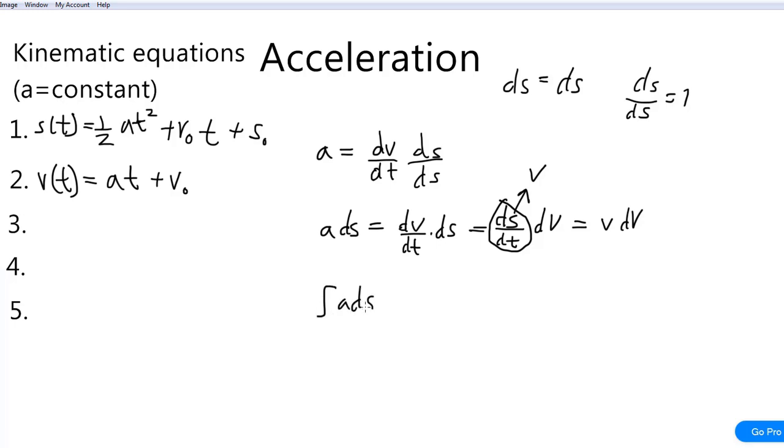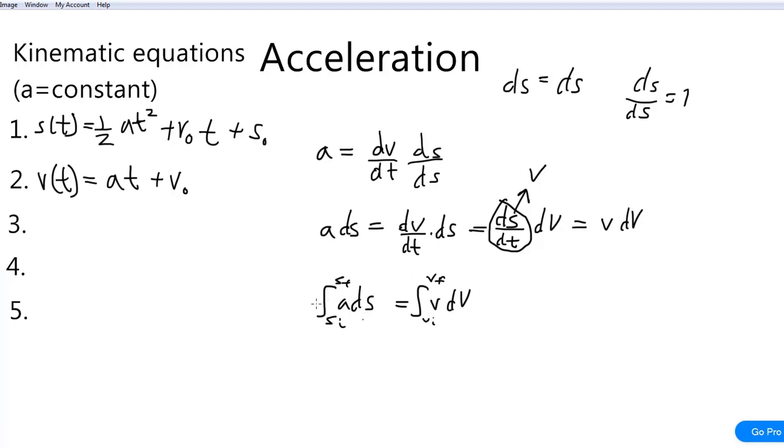So if you take the integral of both sides, the integral just really means a summation of all of them, and that's going to be equal to the integral of v dv. In the end, when you integrate, you're going from s initial, s naught, the same thing, to s final, and from v initial to v final.